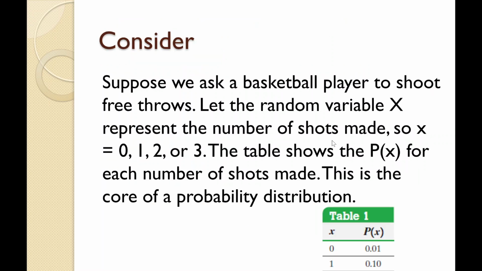Suppose we were to consider a basketball player shooting free throws. Let x be the random variable of shots made. So there are 0, 1, 2, or 3, and the probability table shows the following. This is the chance that they make 0 free throws. That's 1%. They only make 1. That's 10%. They make 2. That's 30.8%, and then 3 is 51%.